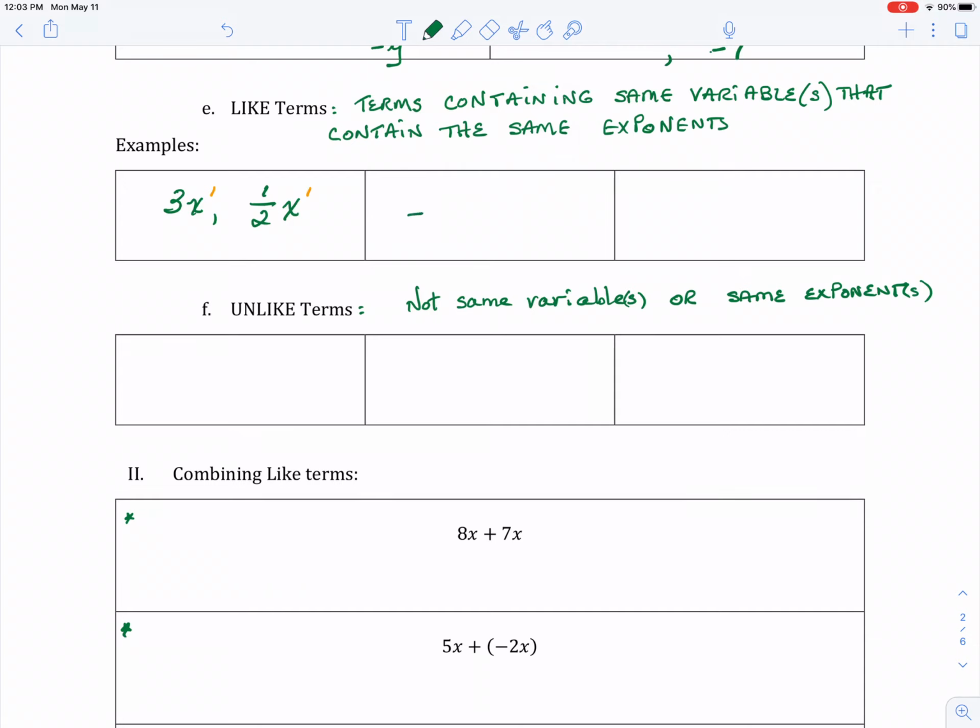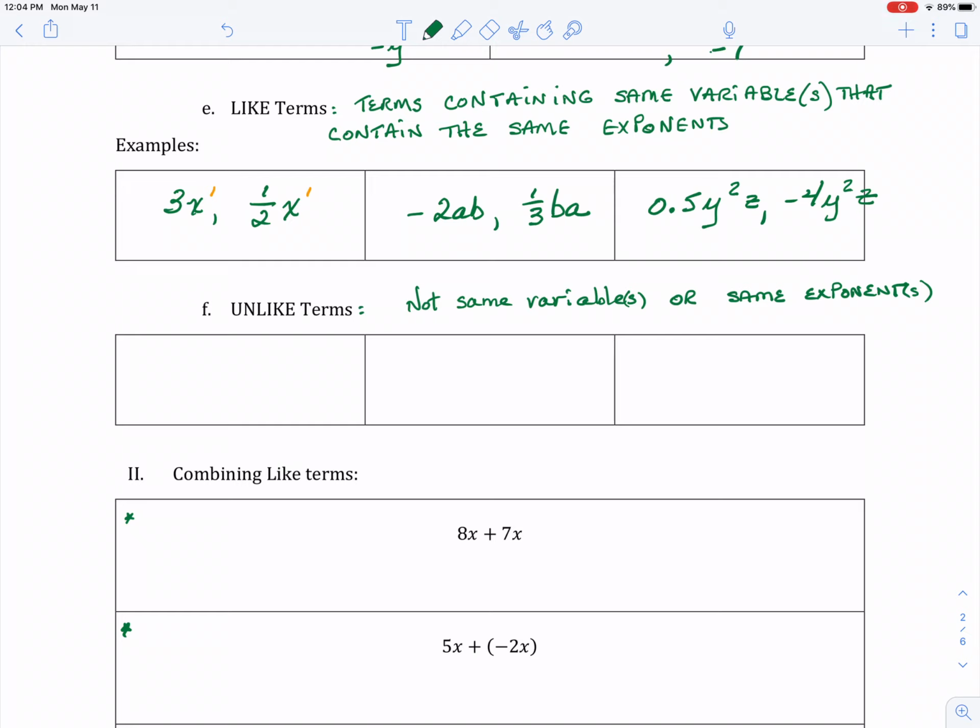So we might have negative 2ab and positive 1/3 ba. Those are still alike, even though the variables are in a different order. We can turn that order around using the commutative property of multiplication. So those are considered to be alike. And let's say that we have 0.5 y squared z and a negative 4 y squared z. So you can see that those contain exactly the same variables with the exact same exponents.